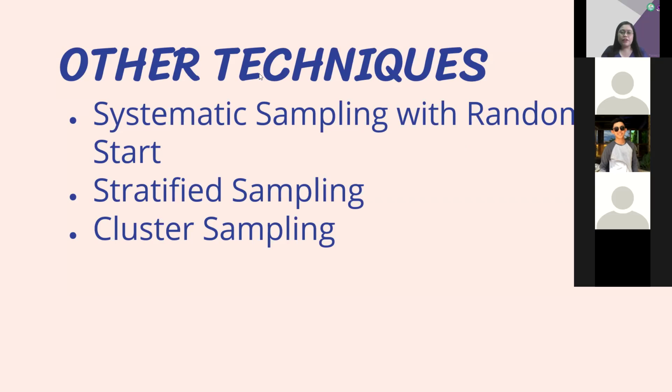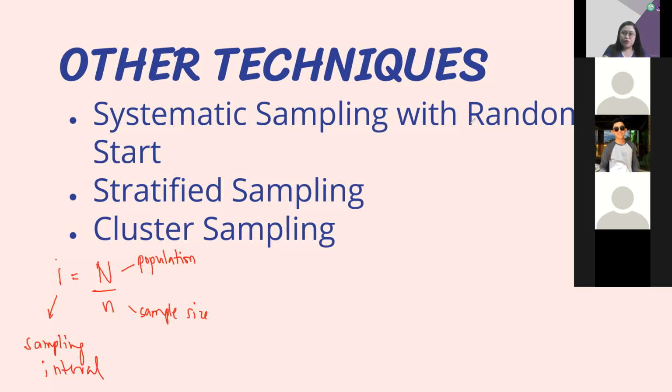So ano nga yung ating formula for the sampling interval? I equals N divided by n. The capital letter N is the population size. And then the small letter n is the sample size. So ito yung I is the sampling interval. Okay? And then do not forget that we will have a random start.